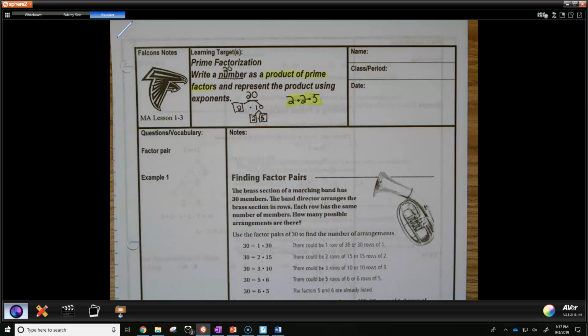Another factor pair. Sit up in your seat, please. Put the calculator away. We don't need it right now.